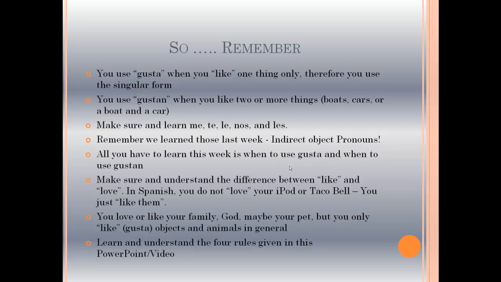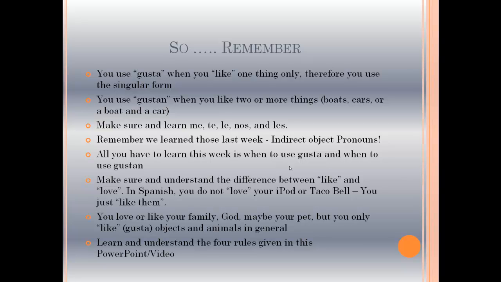Make sure you understand the difference between like and love. Very important. In Spanish, you do not love your iPod. You don't love Taco Bell. You don't love objects. You just like them. Gustan. Now you can love your family, God, even your pet. Some people love their pets in Spanish, but you only like objects and animals in general.